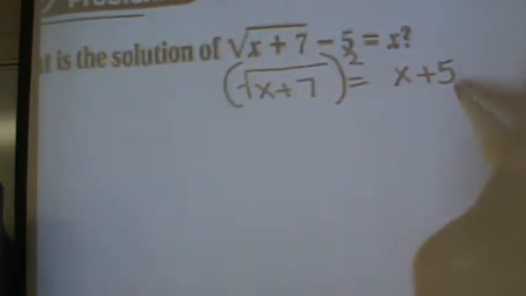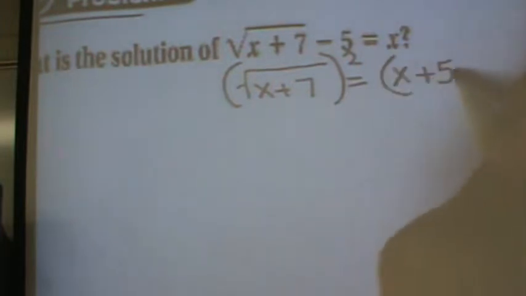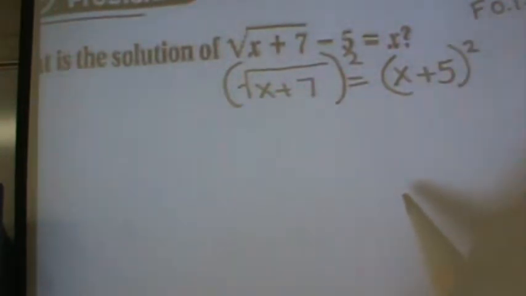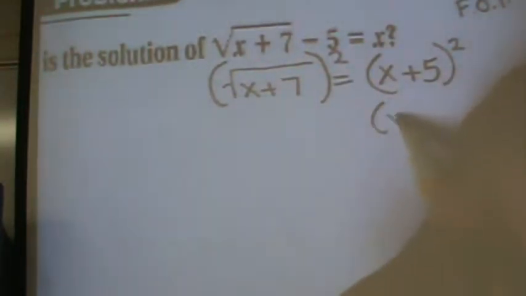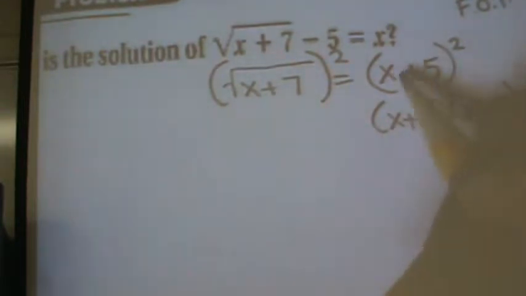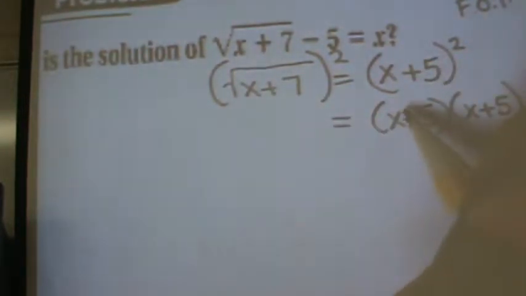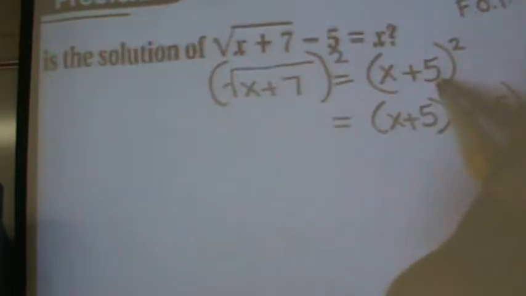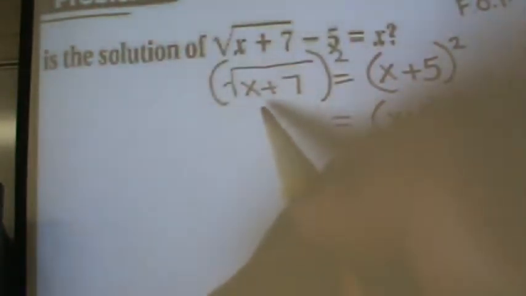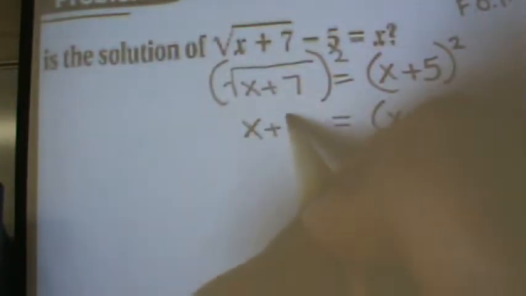Now, when you square the other side, this is a binomial that has to be squared by using FOIL. What does that mean? You're going to expand this to be x plus 5 times x plus 5. You cannot square these individually, and that's what a lot of people do. They square these and they write x squared plus 25. It'll be wrong. Don't even bother doing the problem. I'll mark it wrong right there. Don't waste your time. So this side obviously is x plus 7.